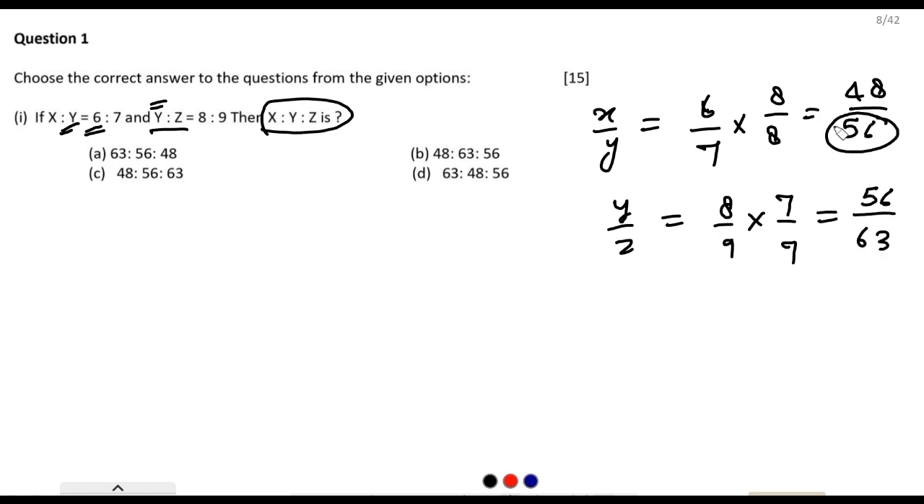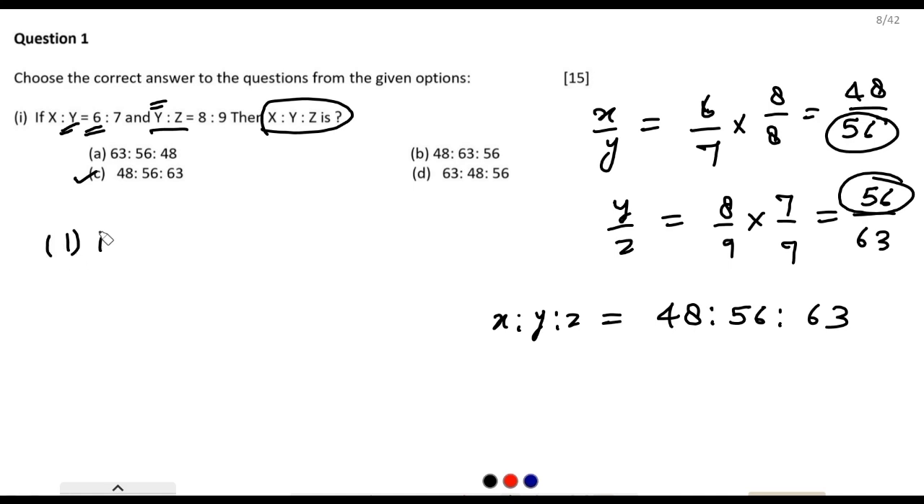Now the corresponding numbers of y are equal, so x ratio y ratio z will be equal to 48 ratio 56 ratio 63. Option C is the right option. Express your answer in the correct manner. First of all, the question number, then the part, then which option is the correct option, and then write your answer. This is the proper way.